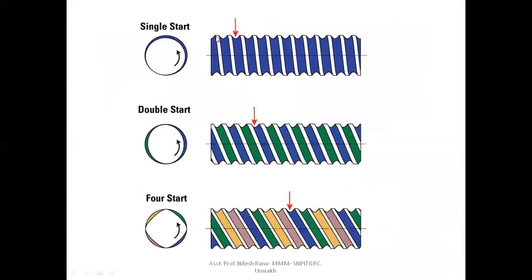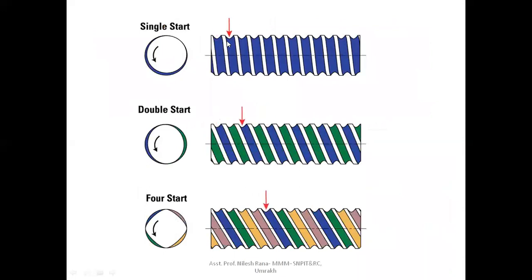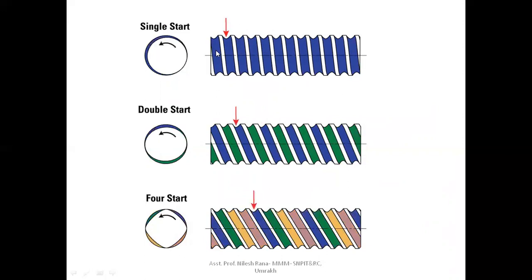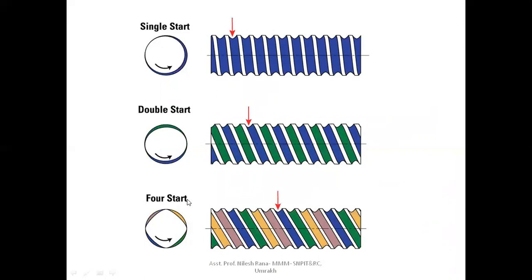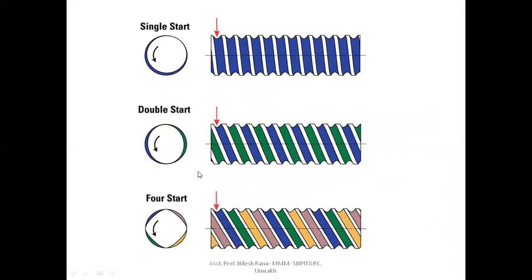Suppose the pitch value is increased in this case, okay. So the lead value is increased. Suppose pitch is equal to 15 mm, then lead should be equal to 15 mm. But if the pitch is equal to 15 mm, then the core diameter is very small. At that time, the strength of the bolt is greatly reduced. Okay, so we can use double start or four start or multiple start thread at that time. So this is the difference between single start thread and multiple start thread, friends.